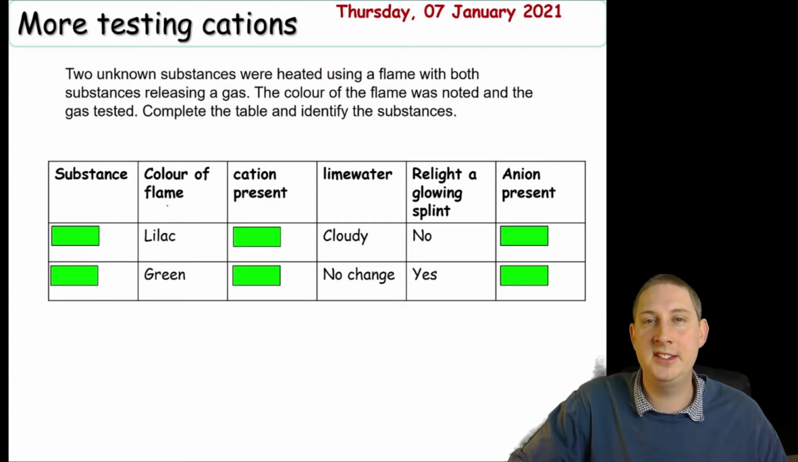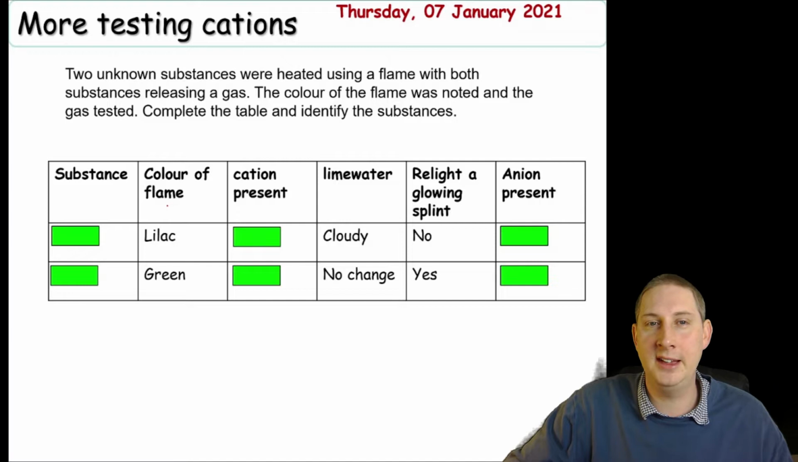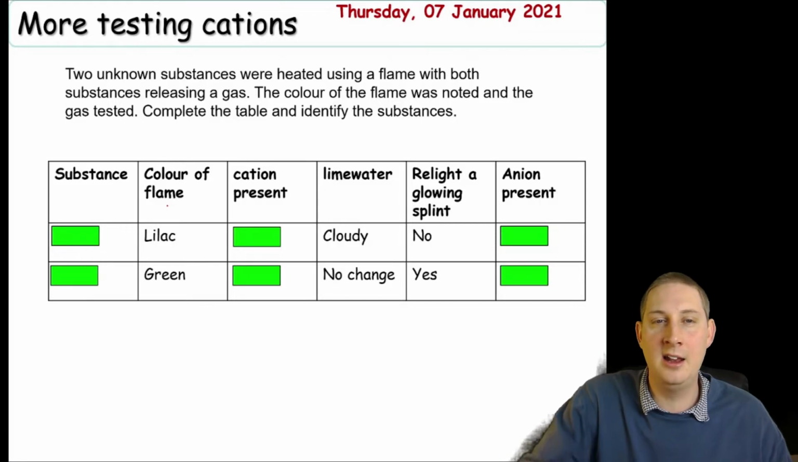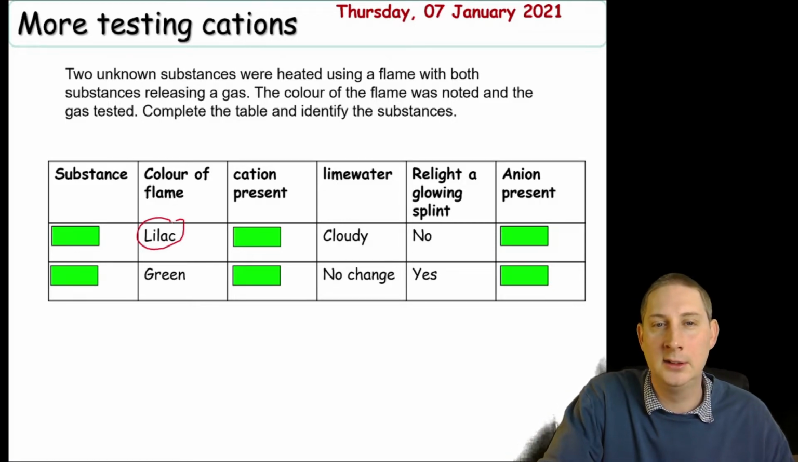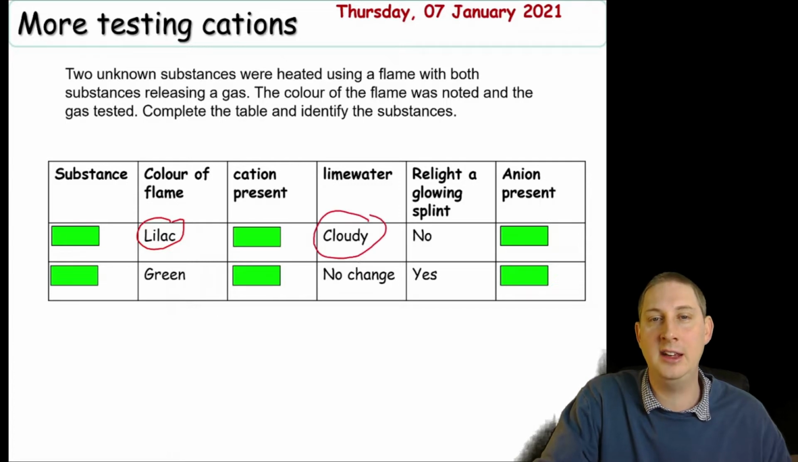So here's a very simple example of using these ideas. You've got a substance here. If you put this substance into a flame, you get a lilac colour. And if you heat it, it produces a gas which you can bubble through lime water, and the lime water goes cloudy. So what do we think is present?